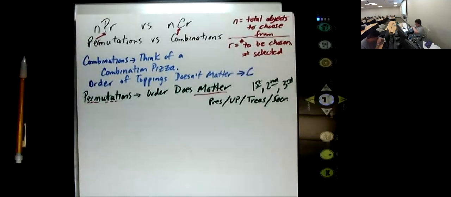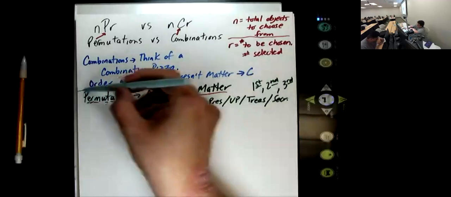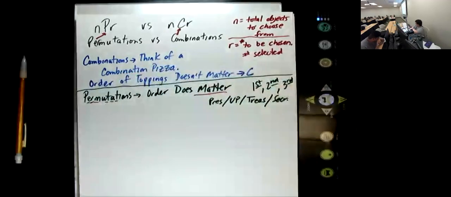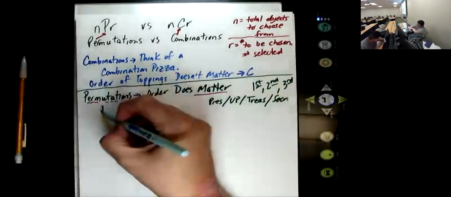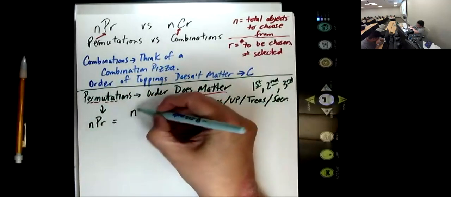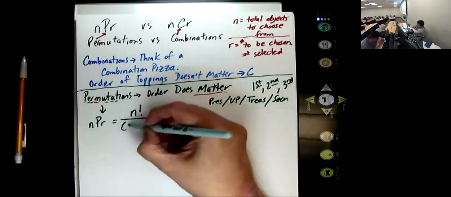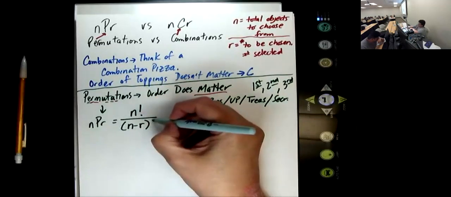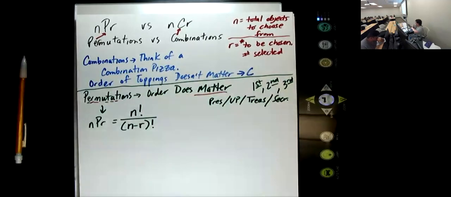Let's look at the equation. Let's work with permutations first, and we'll come back to combinations. Permutations have the formula NPR, which is n factorial over parentheses n minus r factorial. Let me give you an example.